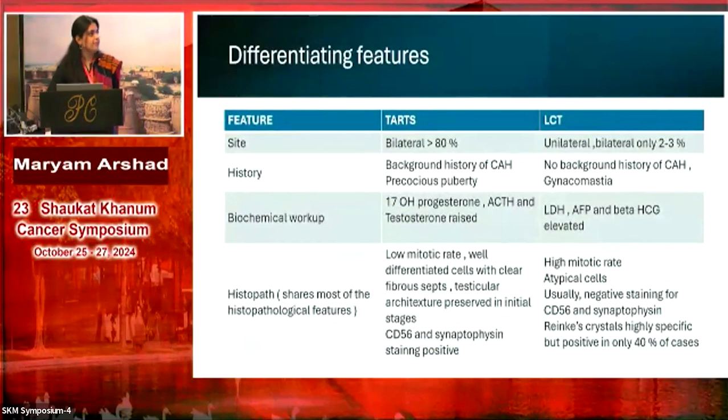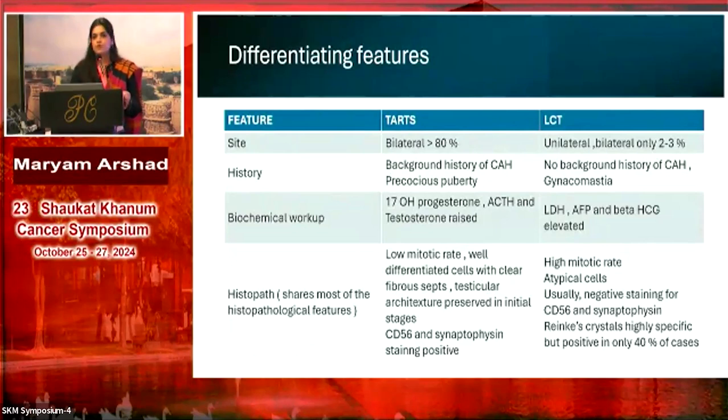So I would like to highlight briefly a few differentiating features between the two entities, but they overlap considerably. TARTs are usually bilateral, but a few unilateral cases have been reported. LCT is usually unilateral, but 3% bilateral cases have been reported. There would be a background history of CAH in patients with TARTs, but no such history in Leydig cell tumor. Leydig cell tumor patients can have gynecomastia, but that is not very specific. Biochemical workup usually shows 17-hydroxyprogesterone, testosterone, and ACTH levels to be raised, but tumor markers, including LDH, AFP, and beta HCG, will be raised in Leydig cell tumor or germ cell tumors.